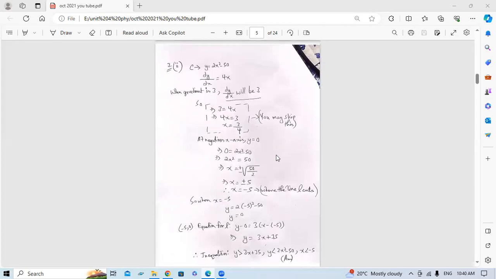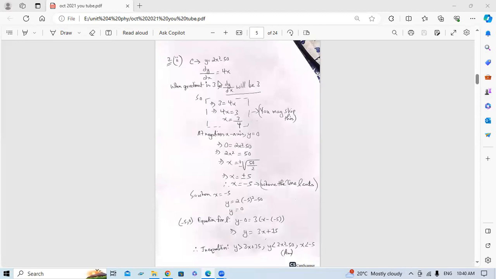In 3.2, it's already given that C has the equation y equals 2x squared minus 50. And the dy by dx of it will be 4x. When the gradient is 3, dy by dx will be 3. You may skip this point as it's not necessary.